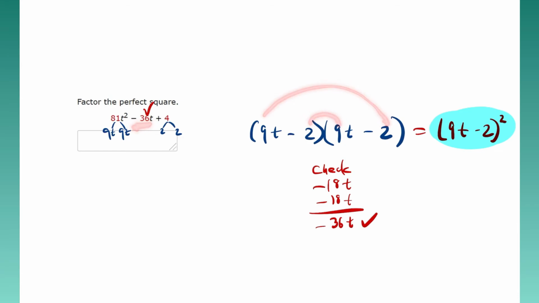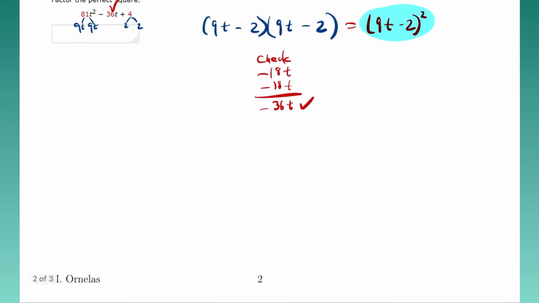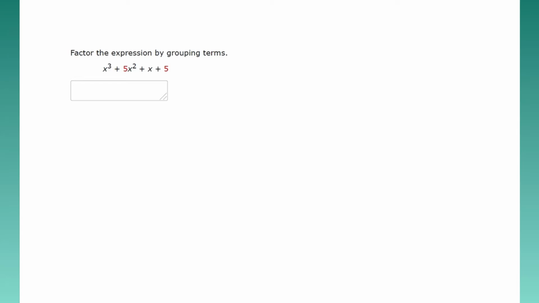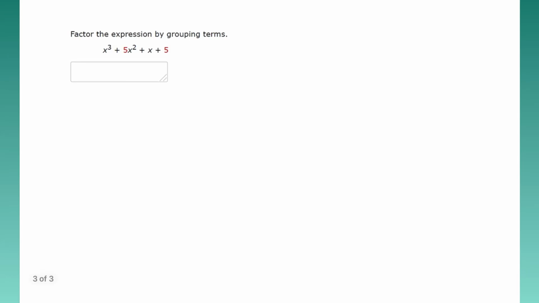All right, the last page says factor the expression by grouping. We've already done grouping examples, so let's do it again. So first thing you got to do is group the first two terms and take out the GCF. The GCF is x squared. That's what they both have in common. So x squared comes out. If you divide it out, you're going to be left with x plus 5.